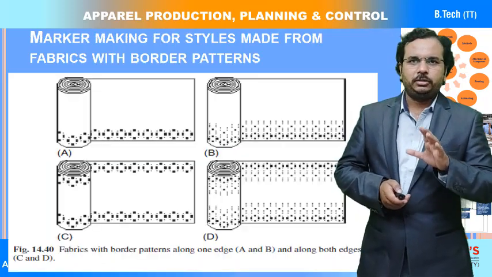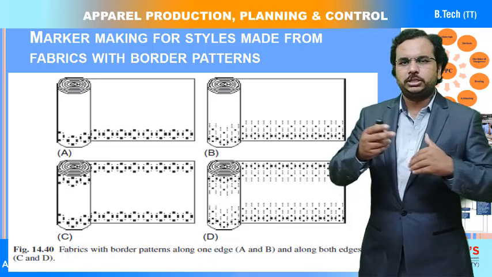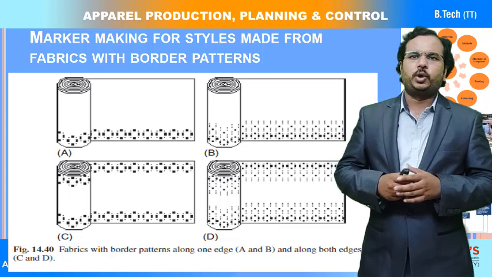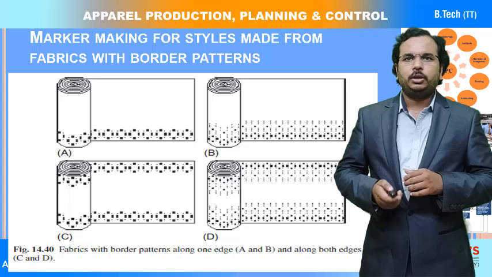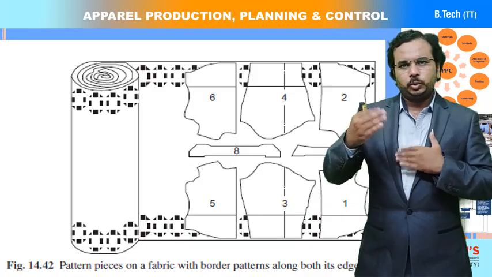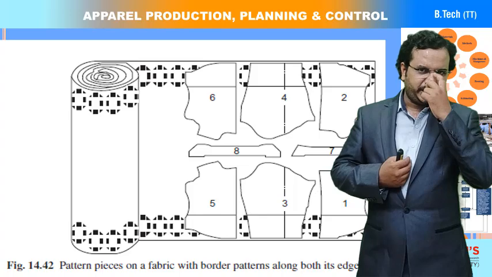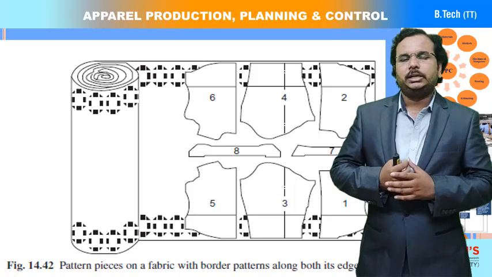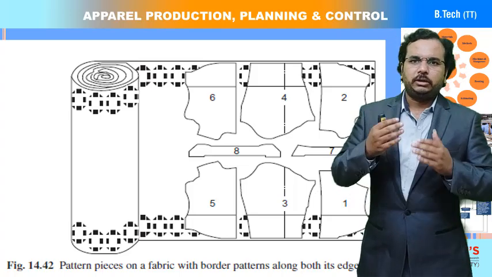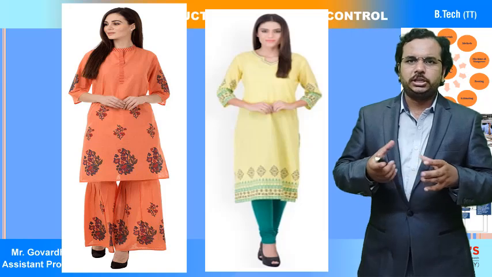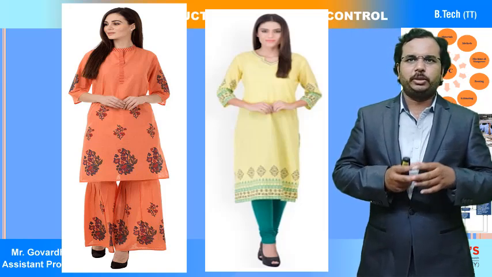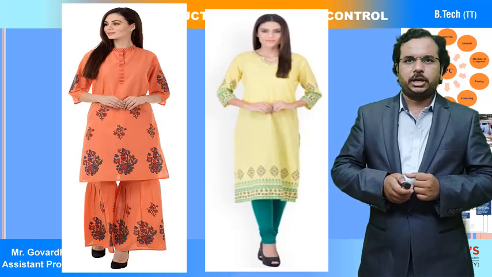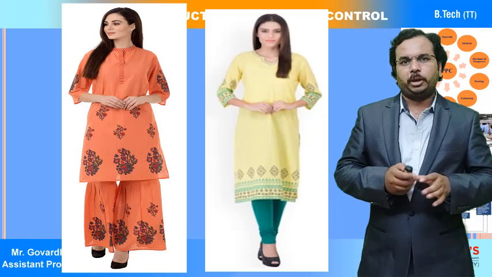Similarly, this is one more type, where both edges of the fabric have prints, and another where one side of the border has the printed design. You can see that if you have printed designs on two sides of the fabric edge, how you can utilize the patterns and arrange them on the fabric. These are a few examples where printed patterns are available and where you can utilize these kinds of printed fabrics in a particular application.